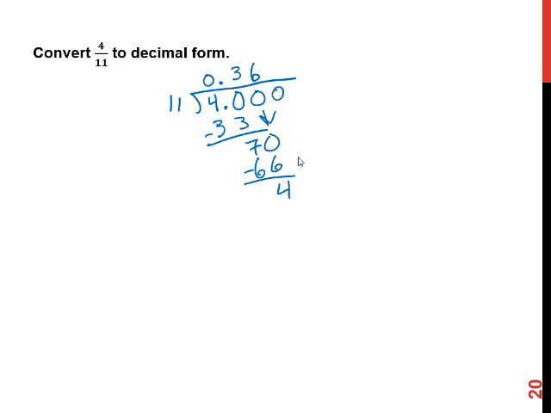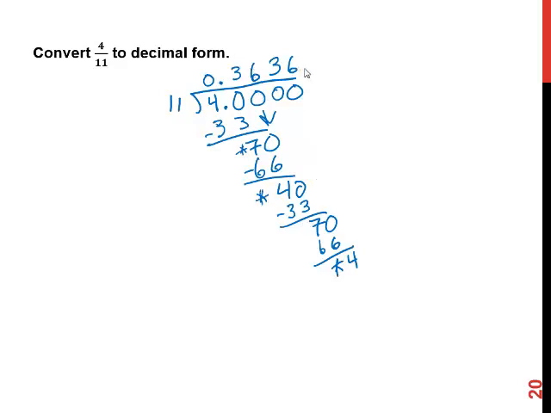Add another 0. Drop it down. 11 goes into 40. Oh, I think I've been here before. 3 times. 3 times 11 is 33. We'll subtract. We get a 7. Oh, I know I've had that remainder before. 11 goes into 70 6 times. 6 times 11 is 66. Remainder of 4. Yeah, I've already had that remainder before.